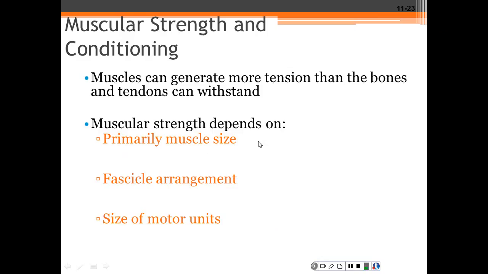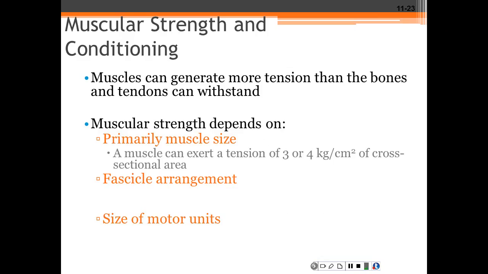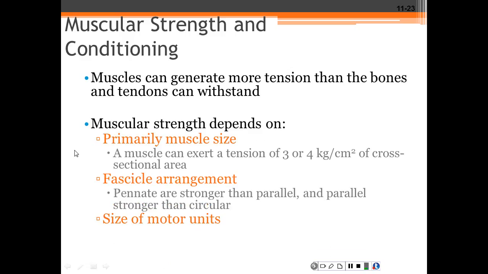Basically, the muscle size: a muscle can exert a tension of 3 or 4 kilograms per square centimeter of cross-sectional area. When we look at the fascicle arrangement, we talked about the pinnate. The pinnate are stronger than the parallel, and the parallel are stronger than the circular. So I hope you guys remember.